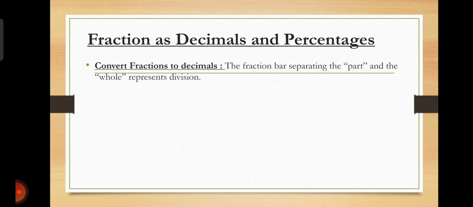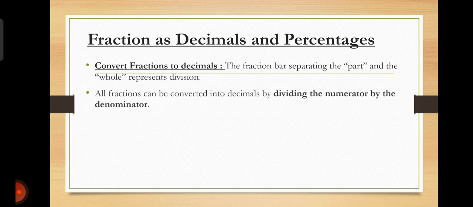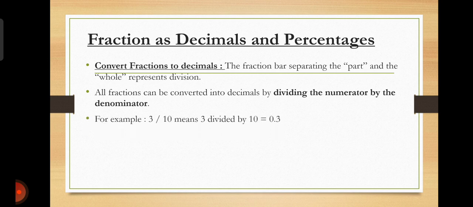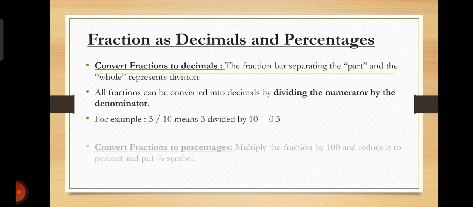So the fraction bar separating the part and the whole represents the division. All the fractions can be converted into decimals by dividing the numerator by the denominator. For example, 3 by 10. So this bar or the slash sign means division. So 3 divided by 10 which is equal to 0.3.